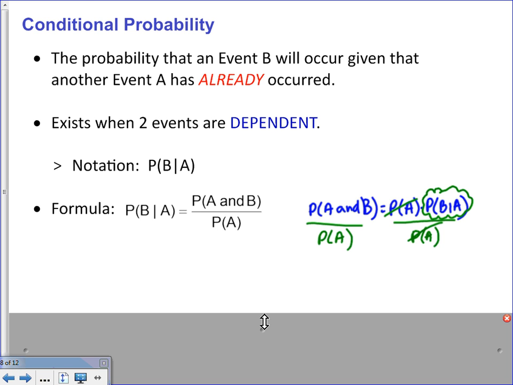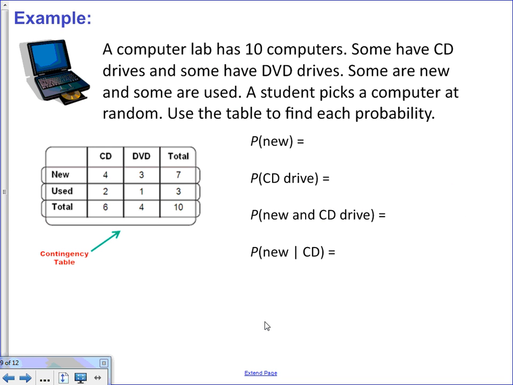Let's look at an example. Okay. So we're going to study more with tables tomorrow, but this is kind of a good introduction so that you can just see two tables. A computer lab has 10 computers. Some have CDs, some have DVDs. Some are new, some are used. Okay. A student picks a computer at random. Use the table to find the probability.